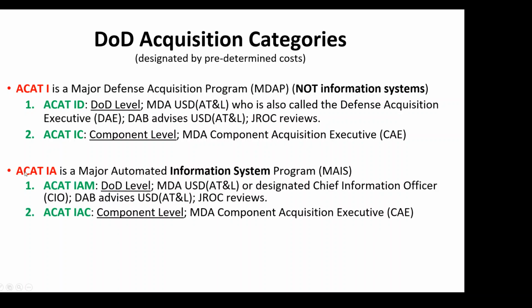The second category of major programs is ACAT 1 Alpha. Is a major automated, so the A behind it will tell you it's Automated Information System, MAIS. ACAT 1 AM and ACAT 1 AC. Unfortunately, this ACAT 1 AM doesn't have the D behind it, but when you see it, ACAT 1 AM is the DoD level, and 1 AC is still the component level.